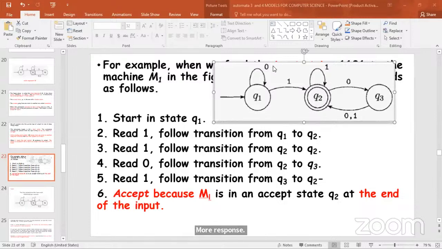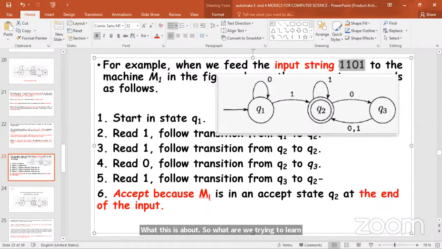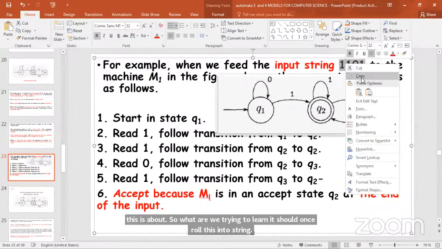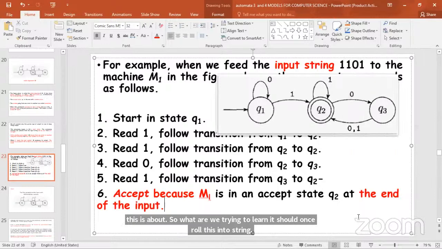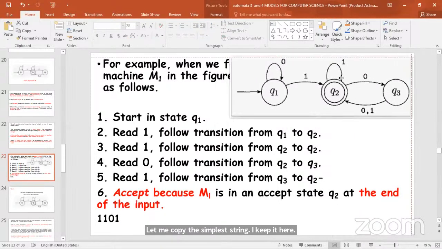So now let's run through what this is about. What are we trying to run it through? We want to run this input string. Let me copy this input string and keep it here. That's the input string we want to move in.